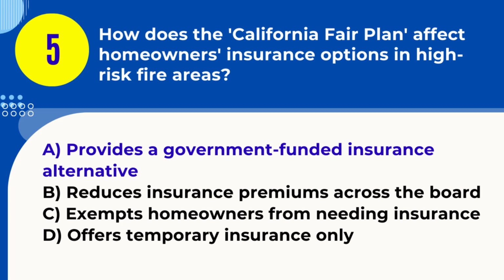Answer: A. Provides a government-funded insurance alternative. Explanation: the California FAIR Plan offers an insurance alternative for homeowners in high-risk fire areas who may otherwise struggle to obtain coverage from private insurers.